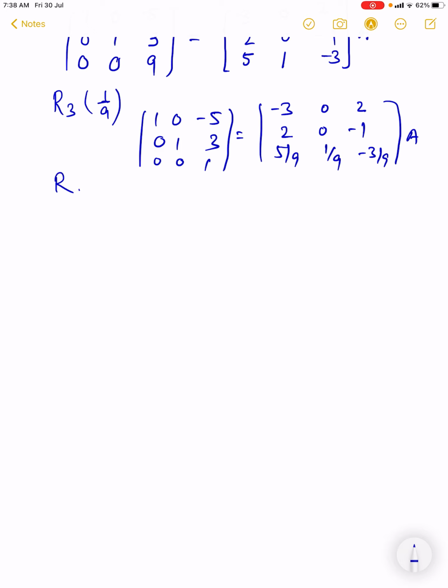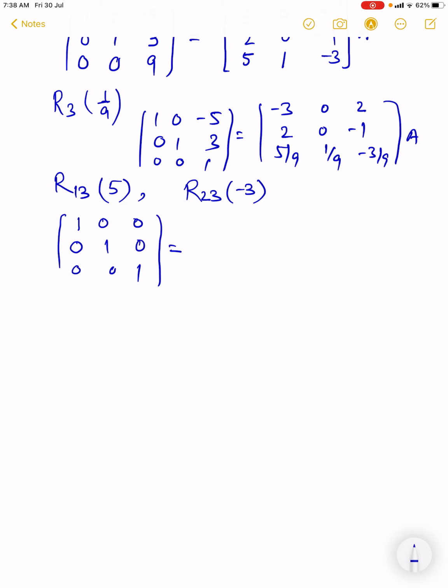Then operate R3 multiplied by 5 on first, and R3 multiplied by minus 3 on second. So this will come 1 0 0, 0 1 0, 0 0 1 equals the same operations. First you can write here 5 by 9, 1 by 9, minus 3 by 9 multiplied by 5. So this is minus 3 plus 25 by 9. So it is minus 2 by 9.